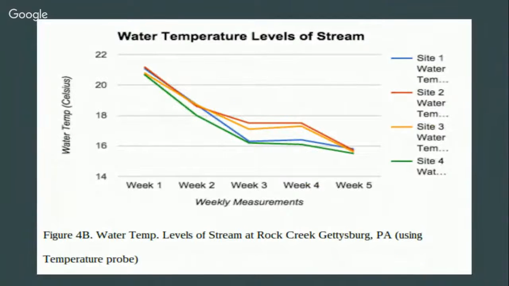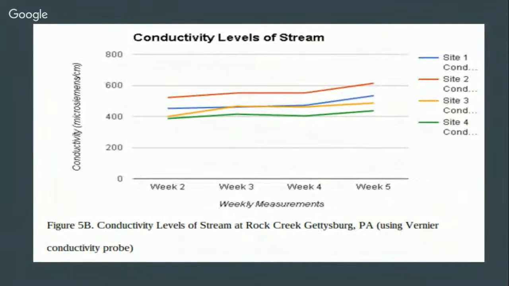This graph shows water temperature levels of Rock Creek using the temperature probe. Water temperature decreased over the testing period. This graph shows the conductivity of Rock Creek using the Vernier conductivity probe. Conductivity increased very slightly over the whole testing period.